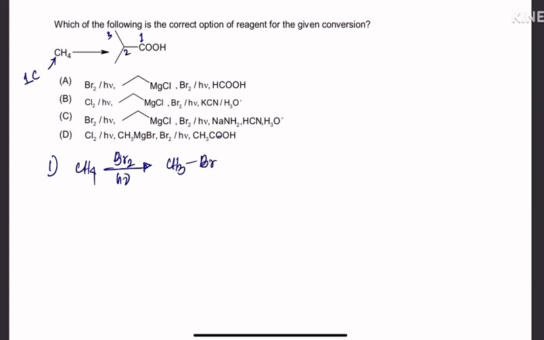And in that CH3Br, if I give ethyl magnesium chloride, here magnesium is delta plus and this is delta minus. So this delta minus will act as a nucleophilic center, so it will directly attack and it will release this one.